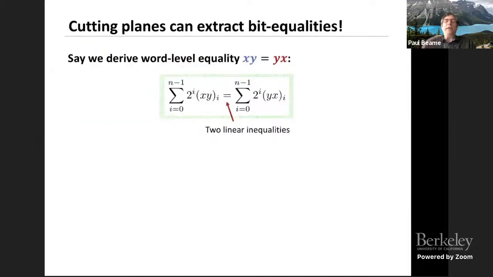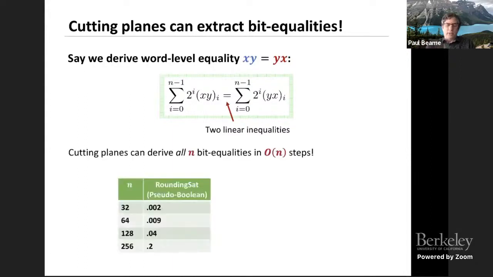Well, if we already had the word level equality, for example, and it's not required that it be a word level equality, you have these constraints, then cutting planes can in fact derive all n bit equalities, all of them at once, in order n steps. And this is with RoundingSAT, a particular pseudo-Boolean solver, one of the best current solvers. And we can do it in fractions of a second for numbers that are plenty big enough.